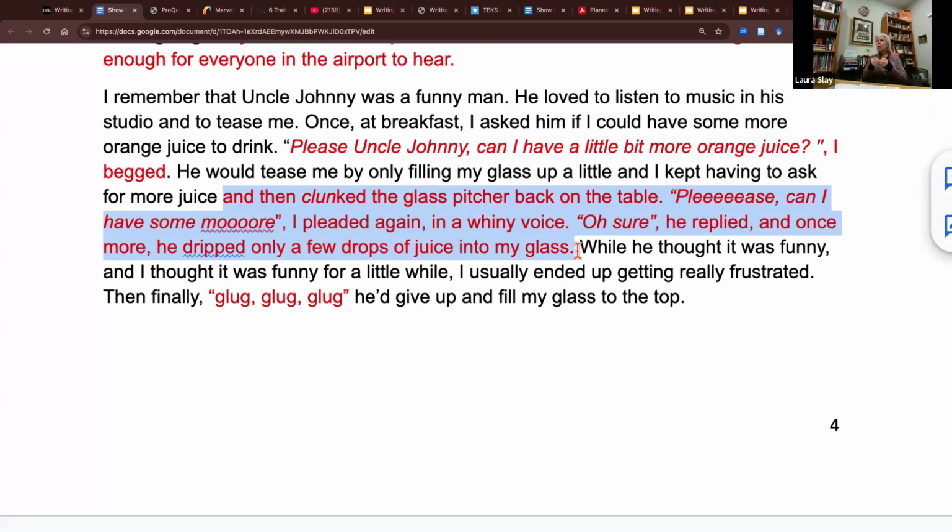The glass pitcher back on the table. "Please, can I have some more?" I pleaded again in a whiny voice. "Oh, sure," he replied, and once more he dripped only a few drops of juice into my glass. So this was elaborating and expanding on the way that he used to tease me. And then it went on with the same thing that I had, but when finally, it's glug, glug, glug, glug, glug. He gave up and filled my glass to the top. So I used the sound device to hear that orange juice glugging out of the pitcher into my glass.